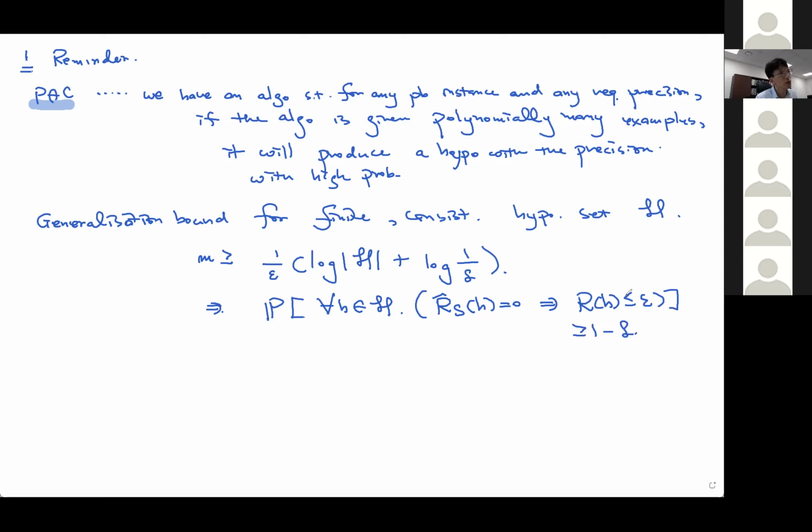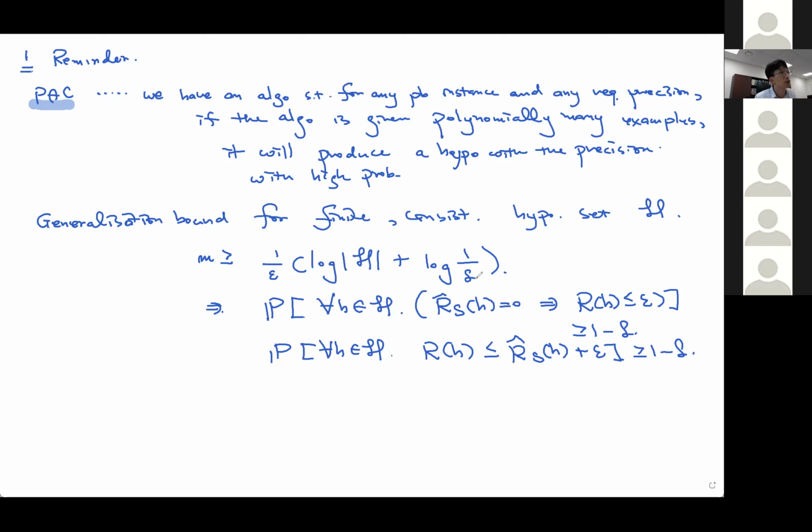Another way to say this, in a more general form, is the following. You can say the probability that for H, R(H) is bounded by, although we didn't really prove it in this way, is bounded by 1 over delta. So that was our case with this consistent hypothesis.